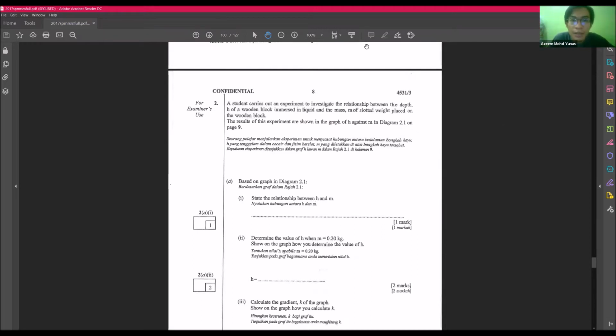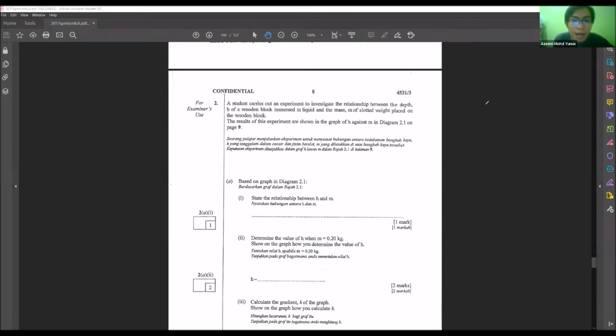So let's read the question. The student carries out an experiment to investigate the relationship between the depth of a wooden block immersed in liquid and the mass of slotted weight placed on the wooden block. So the depth is actually the RV, the mass is the MV. The result of the experiment are shown in the graph of H against M. So again, H against M, H is the RV, M is the MV on page 9. So let's look at that first.